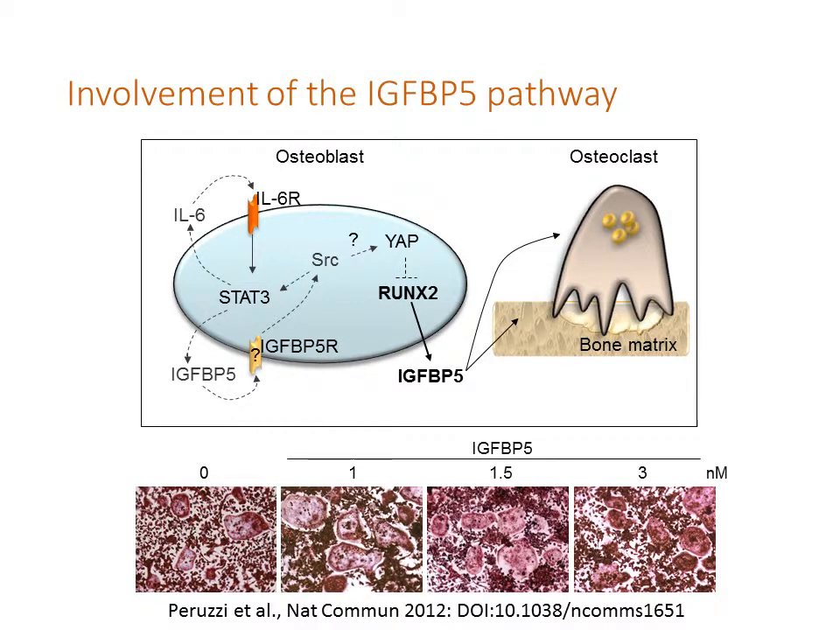And this bone loss is caused by a very complicated mechanism in which interleukin-6 not only inhibits osteoblast bone formation and stimulates osteoclast bone resorption, but it also induces a complicated regulatory loop in the osteoblast that leads to the secretion of the IGF binding protein 5, that we demonstrated here increases osteoclastogenesis.